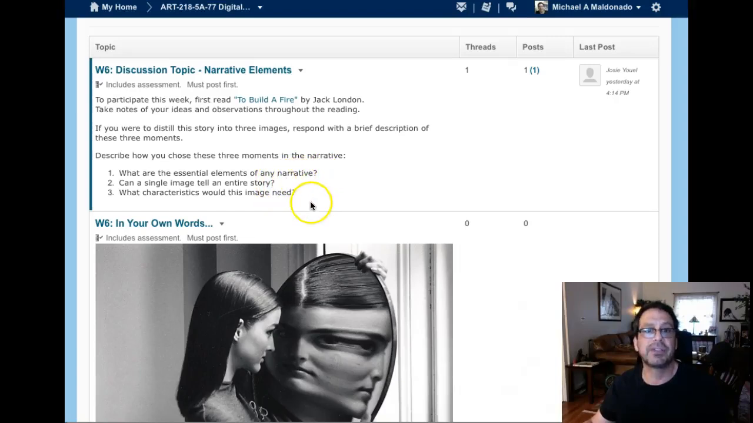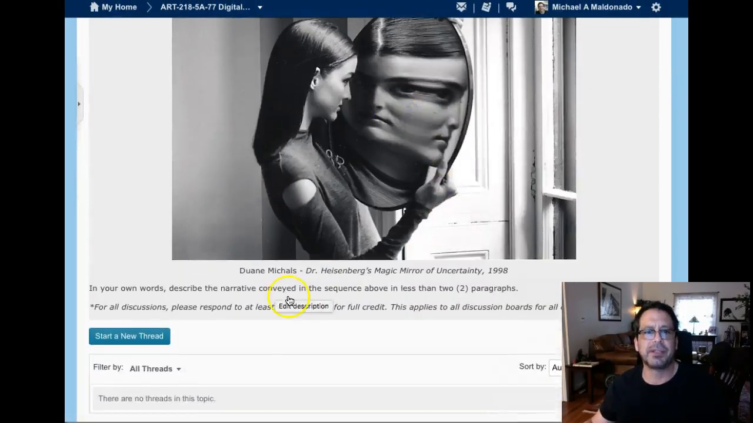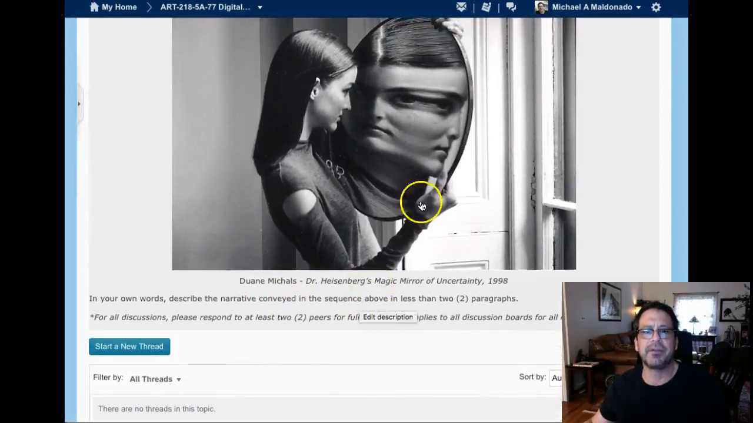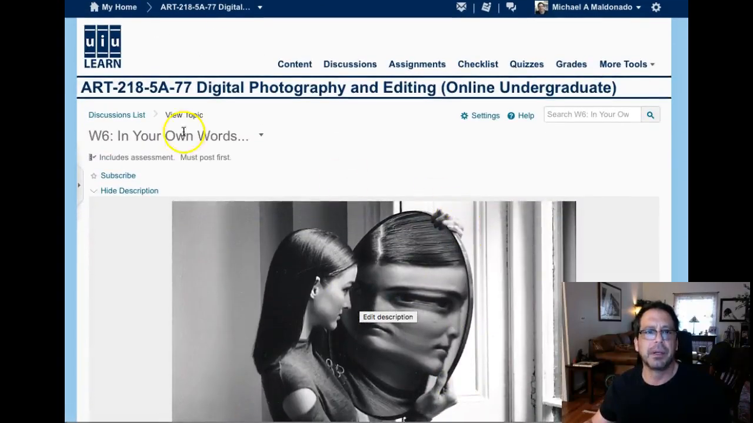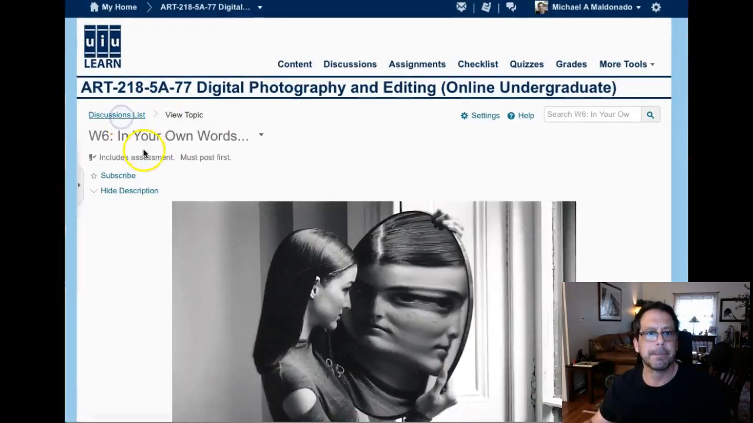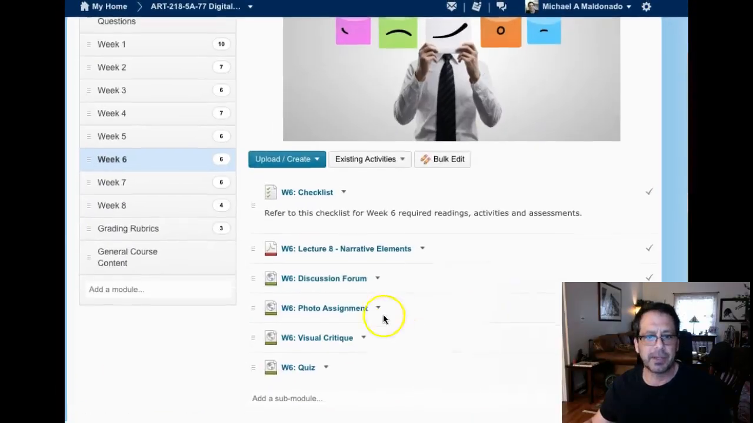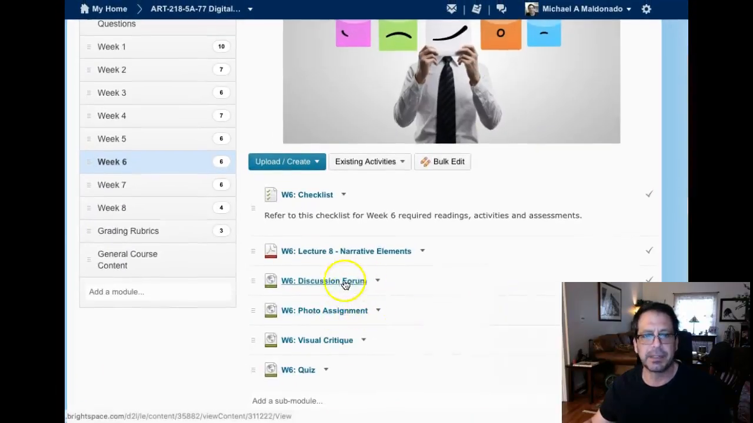Can a single image tell an entire story? And what characteristics would this image need? Okay, so that, and then our second discussion is in your own words. And this is this image, and basically you're just going to give us a narrative and describe this image. Okay, back to our checklist here, photo assignment.